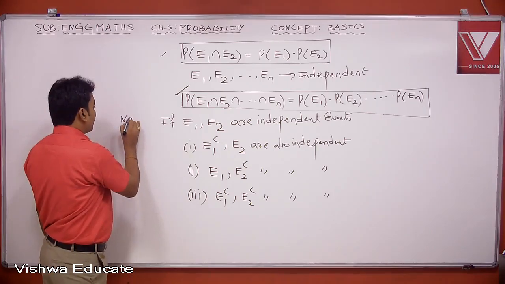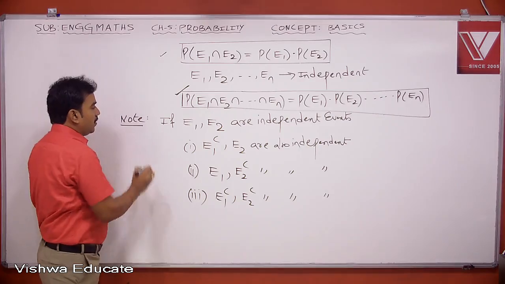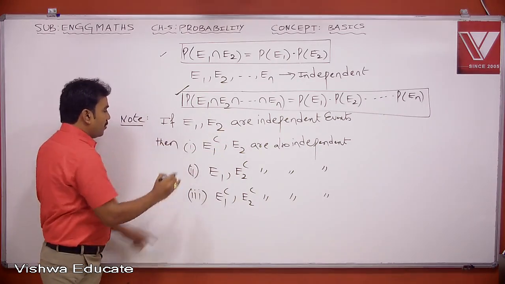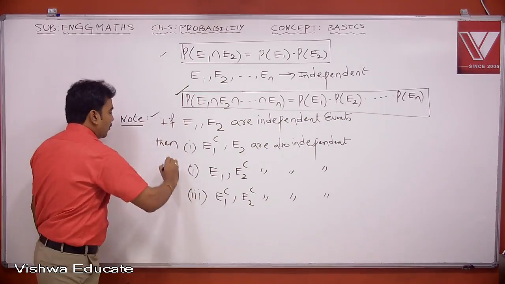Next, you write a note like this. If E1, E2 are independent events, then point 1, point 2, point 3. Write all these points.